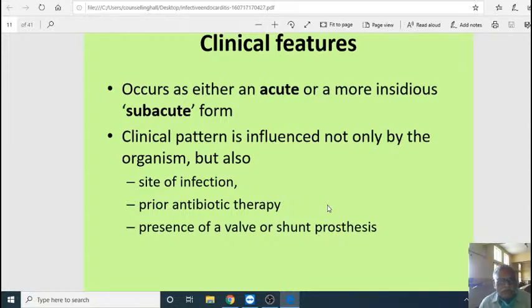The clinical features may be of an acute or a more insidious subacute form. The clinical pattern is influenced not only by the organism but also by the site of infection. Antibiotic therapy should be given to all patients who are undergoing urological procedures, gastroenterological procedures, and gynecological procedures like abortions or any other procedure.